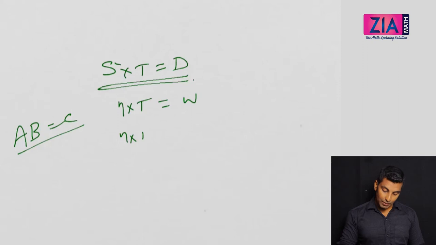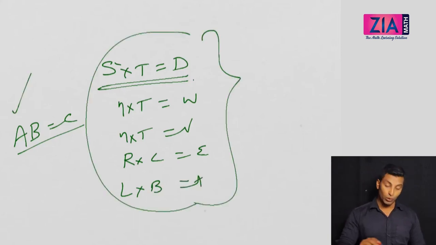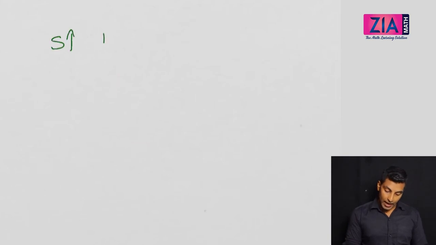Efficiency into time is equal to volume of the tank filled, rate into consumption is equal to expenditure, length into breadth is equal to area. All these chapters are covered together with this rule. What is the rule? If speed is increasing, time will come down. If A is increasing, B will decrease if C is constant. So here, if speed is increasing, time taken will be less when distance is constant.